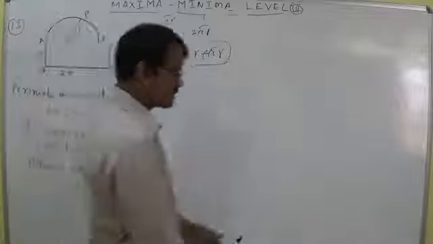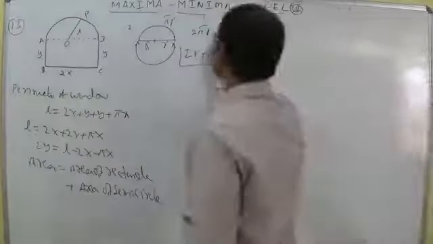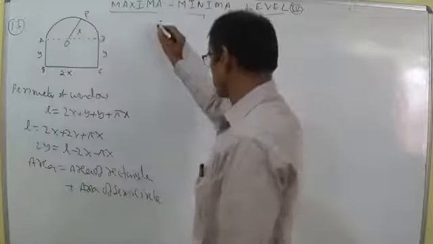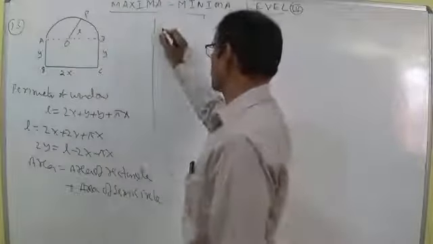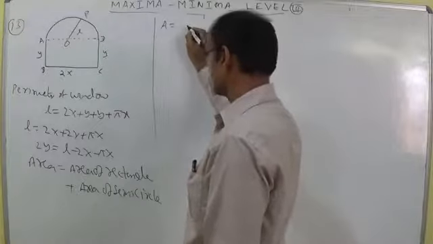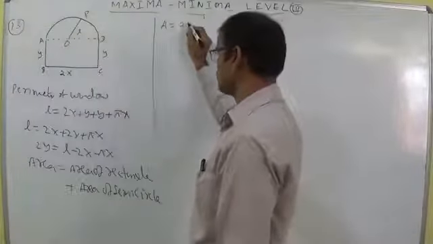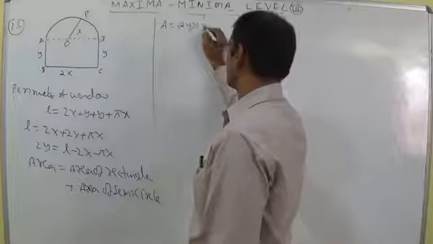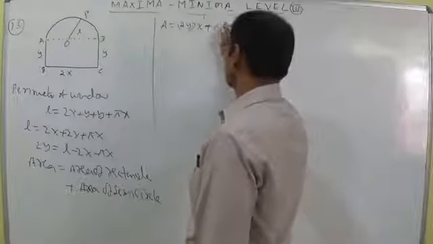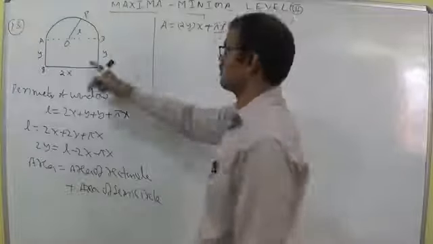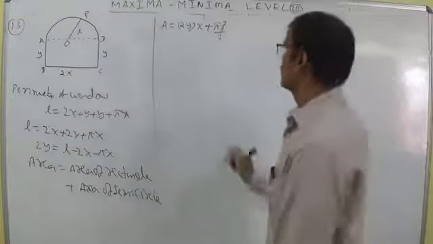Area of rectangle plus area of semicircle. Here, area I am indicating with the letter capital A. Capital A is equal to area of rectangle, you know that is length into breadth. So 2x into y, or 2y into x I am writing for our convenience, plus pi x square by 2, because pi r square by 2, here x is the radius. Pi x square by 2.